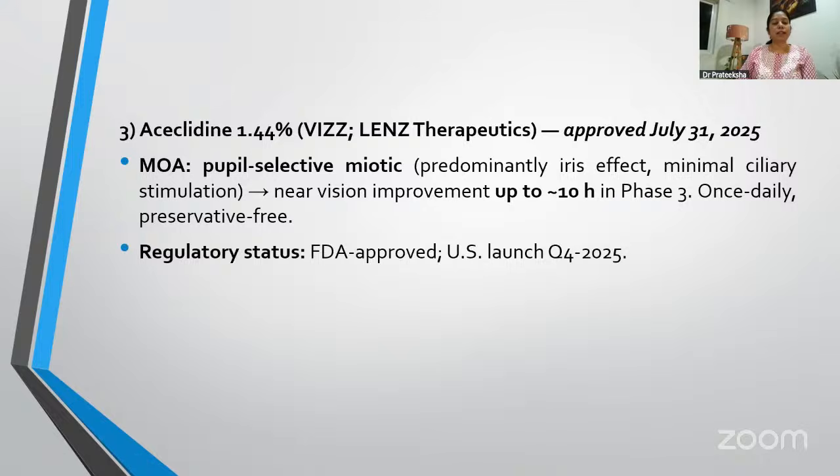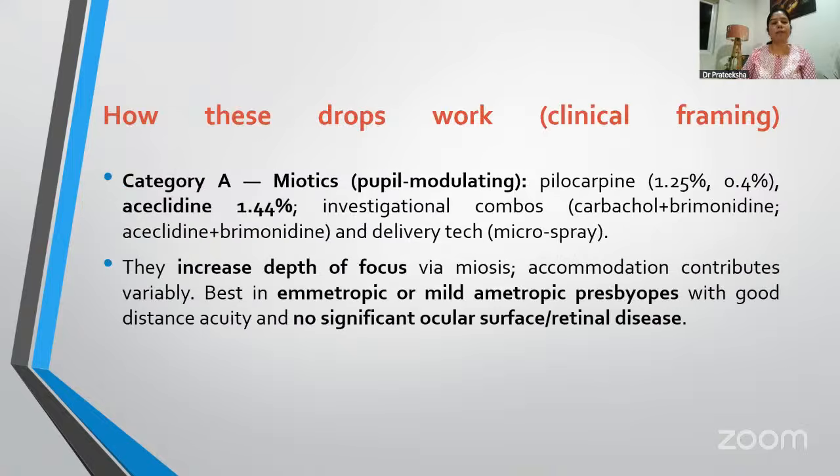Then comes the aceclidine 1.44%, which was approved on July 31, 2025. It's a pupil selective miotic, predominantly an iris effect, minimal ciliary stimulation, near vision improvement up to 10 hours in phase 3, once daily, preservative free. Regulatory status, it is FDA approved, US launched in Q4 2025.